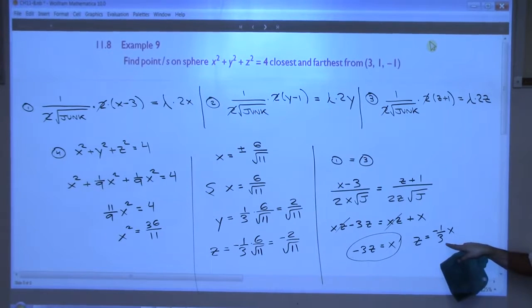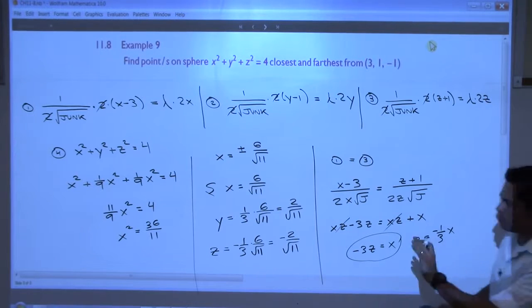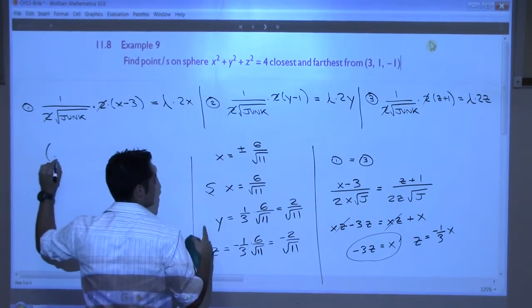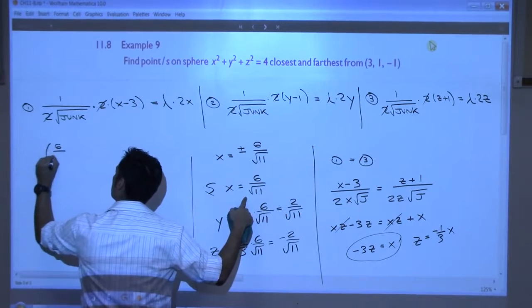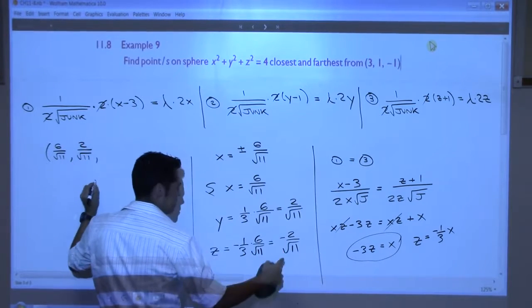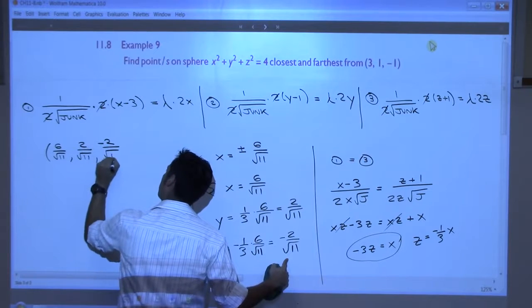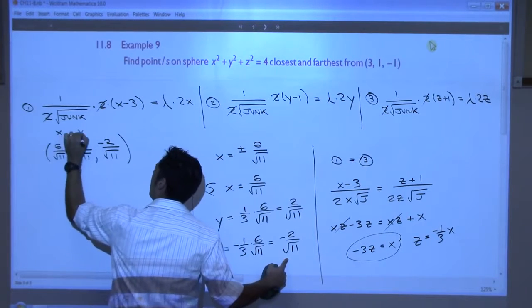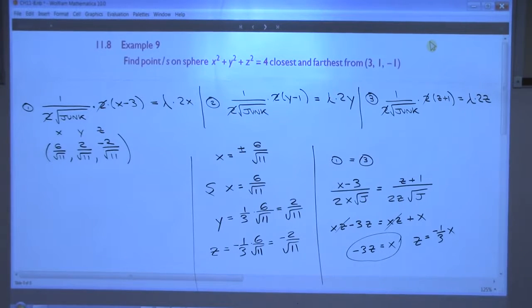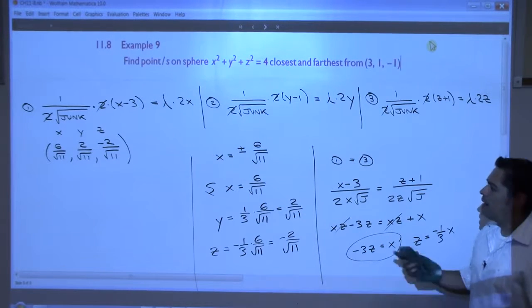That's from here. So I have an ordered triple, don't I? I have x, y, z. So here's what I've got so far. I know that if x is 6 over root 11, then y must be 2 over root 11, and then z must be negative 2 over root 11. Right? That's my x, my y, my z. Something interesting is happening there. I don't know yet what is happening, but I know that that's an interesting point. You following me?